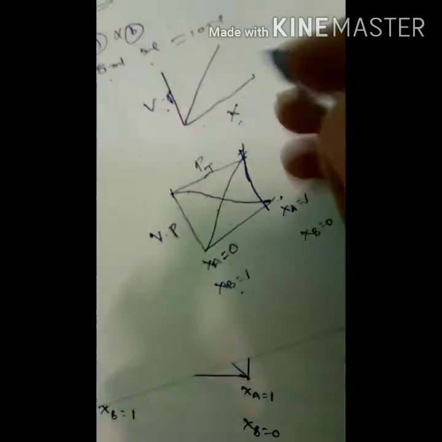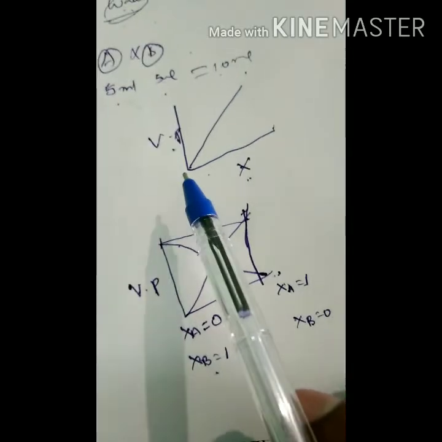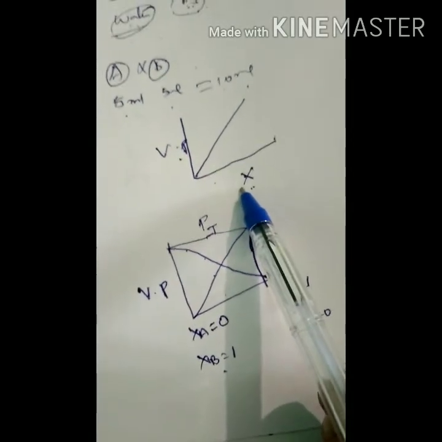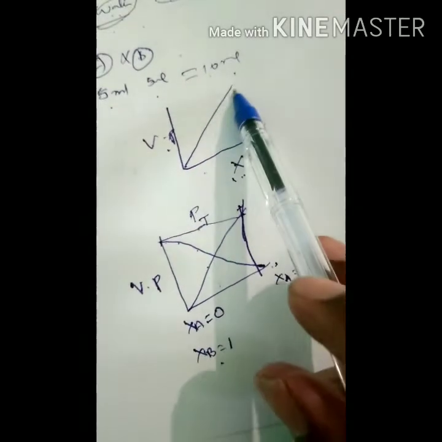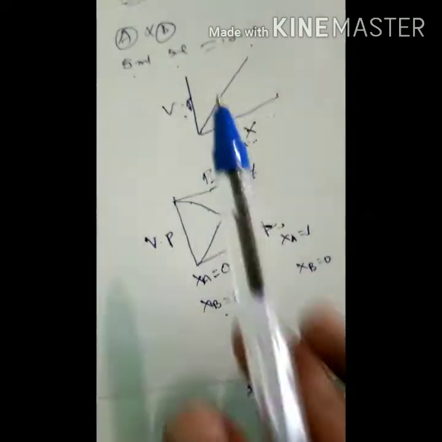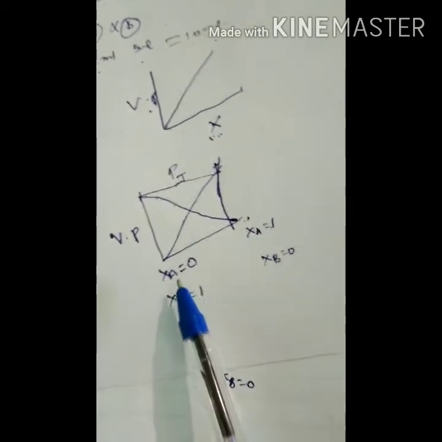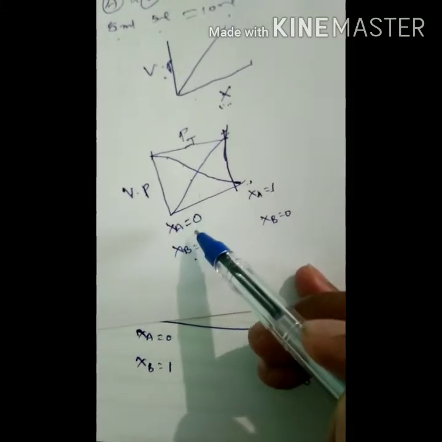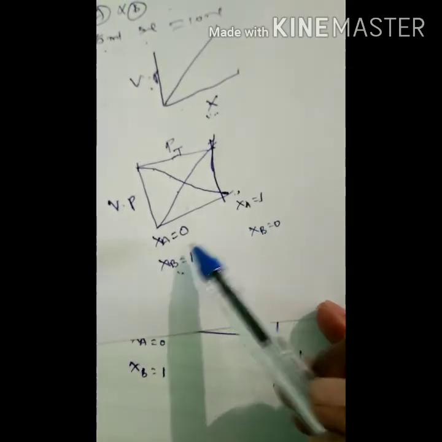I repeat once again. According to Raoult's law, there is a directly proportional relation between vapor pressure and mole fraction. That means as mole fraction increases, vapor pressure also increases. So the graph appears like this. This is for one liquid. Now I take two liquids, one on the left side, one on the right side. Here you assume that XA equal to 0, XB equal to 1. Here XA equal to 1, XB equal to 0. This is the first liquid, this is the second liquid.